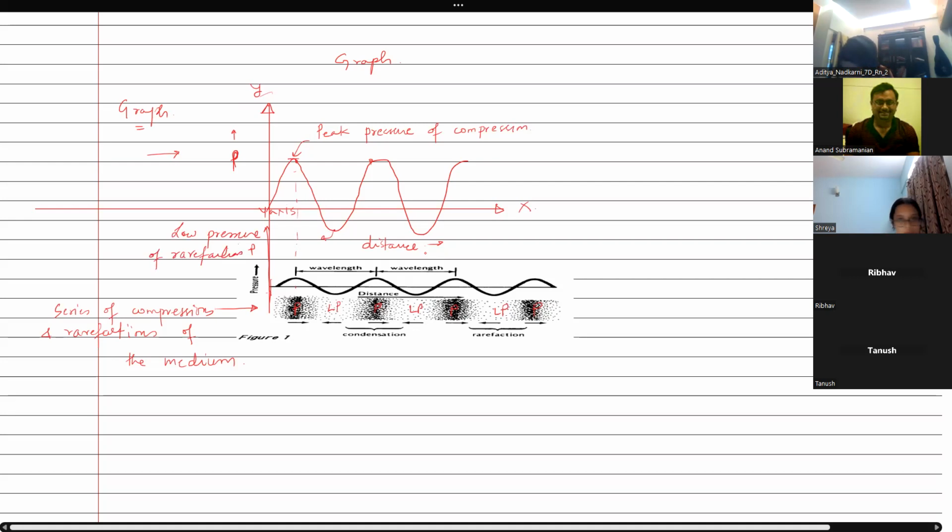Okay, I want you to take a minute and draw this. You don't need to have this graph there. Just draw these light lines and the compression zone and rarefaction zone. Then on top of that, try to draw the graph and have this wavy kind of graph, where you show that this is the pressure of compression, this is the pressure of rarefaction. Let me know once you're done.